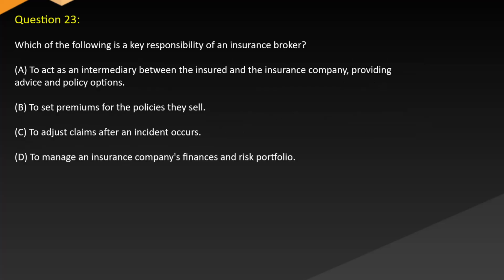Which of the following is a key responsibility of an insurance broker? A. To act as an intermediary between the insured and the insurance company, providing advice and policy options. B. To set premiums for the policies they sell. C. To adjust claims after an incident occurs. D. To manage an insurance company's finances and risk portfolio.